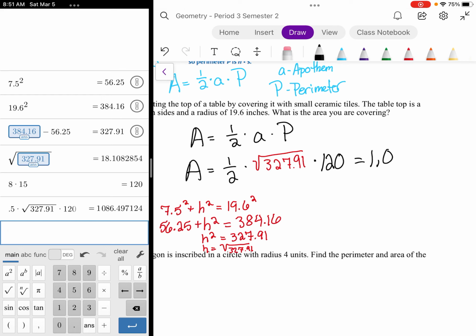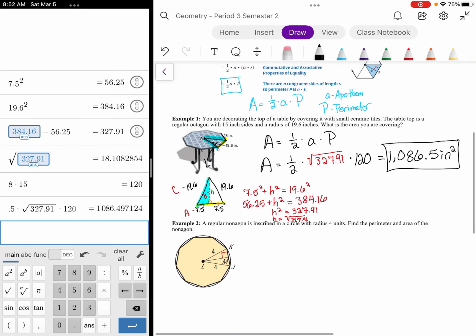So we're going to have 1086.5 inches squared for our answer. So sometimes you're going to be given the apothem and sometimes you're not. So be careful and make sure you are calculating that before you plug numbers into the equation.